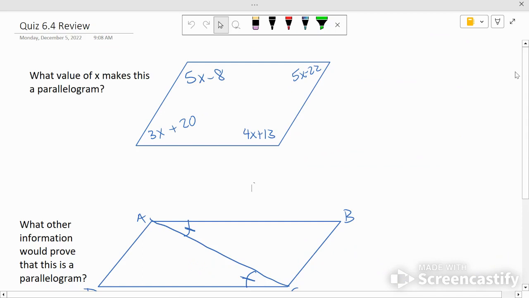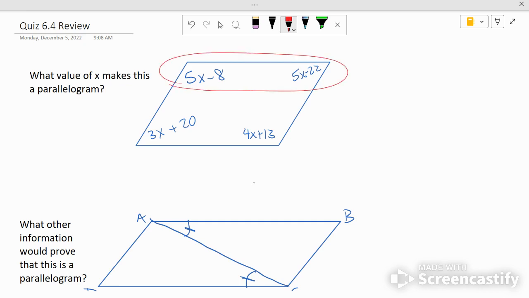Okay, here we go. First one. What value of x makes this a parallelogram? How are we going to go about figuring out what value of x is going to make this a parallelogram? Set the sides equal. I don't know any sides in this one, people.